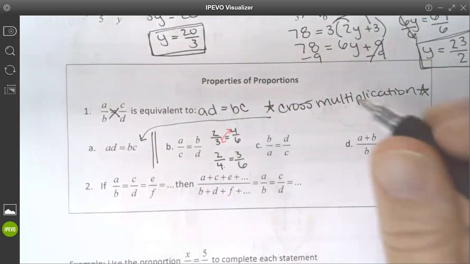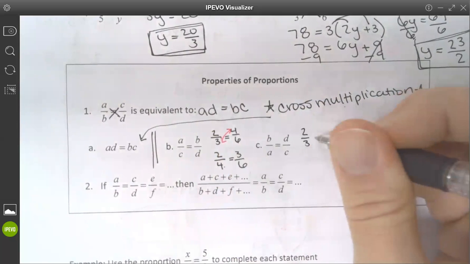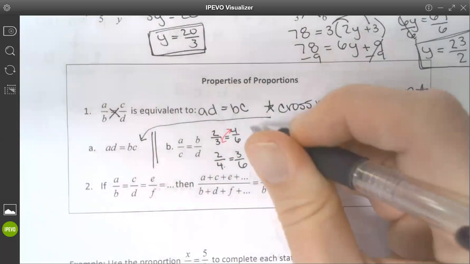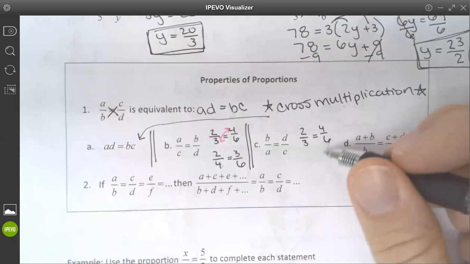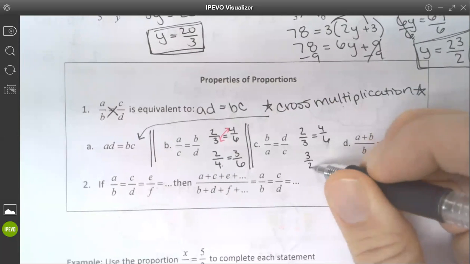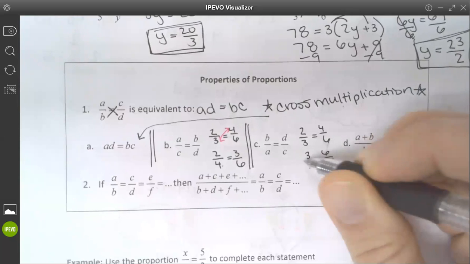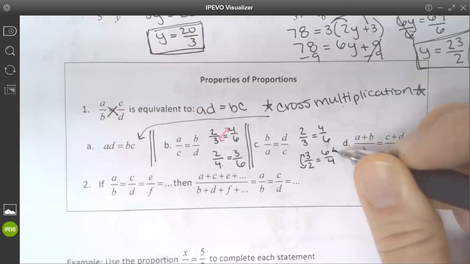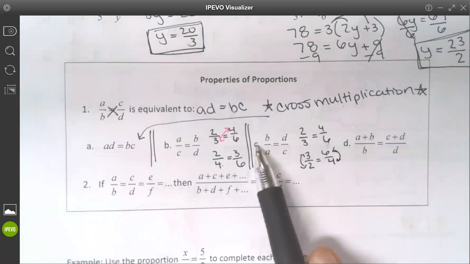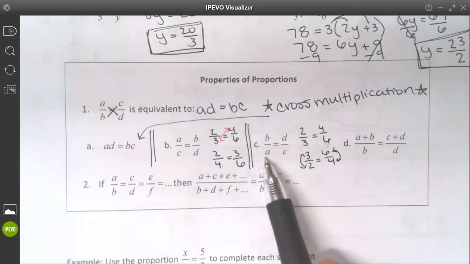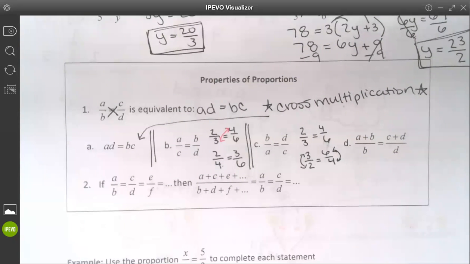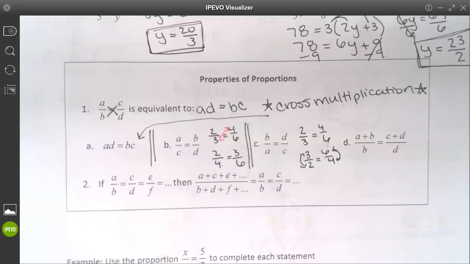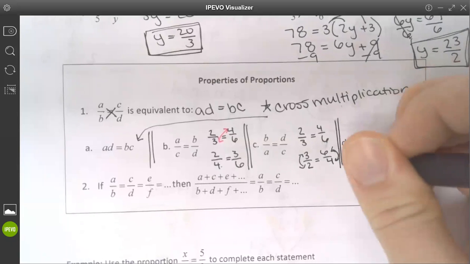I could also just flip the whole fraction. Meaning if I know 2/3 is equal to 4/6, then the reciprocal would also be true: 3/2 would equal 6/4. All I did there was flip: A over B became B over A, C over D became D over C. That one's not as cool, I think. It should have been a little obvious. This one I think is kind of cool.